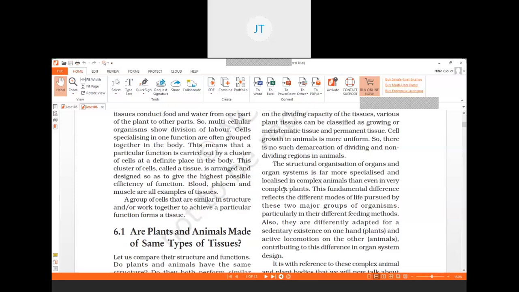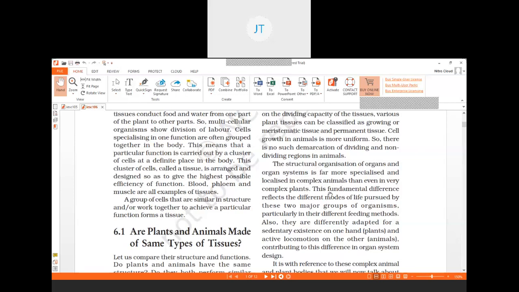In plants you cannot see this kind of organization. Structural organization is also there. They also have cells together making tissue and tissue together making organ. But the specialized and localized complex system we have, you do not see in the case of plants. They have it, but not as complex as ours.